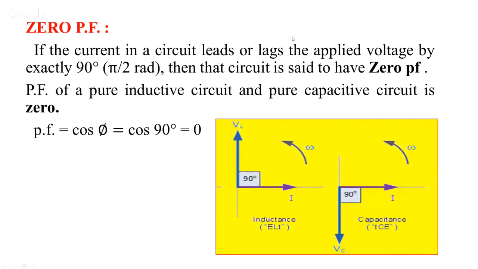Whereas in the case of a capacitive circuit, if you take anti-clockwise direction of rotation of the vectors, you can see that the current is leading the voltage by 90 degrees. We know that power factor is equal to cos phi. If the angle phi is taken to be 90 degrees, as in the case of a pure inductance or a pure capacitance, its value is found to be 0. That is why the power factor of a pure inductive and a pure capacitive circuit is said to be 0.